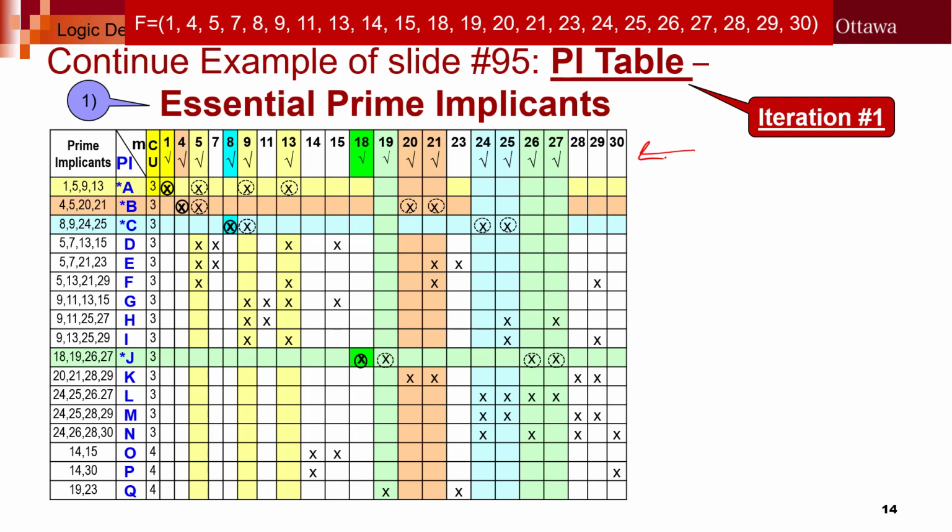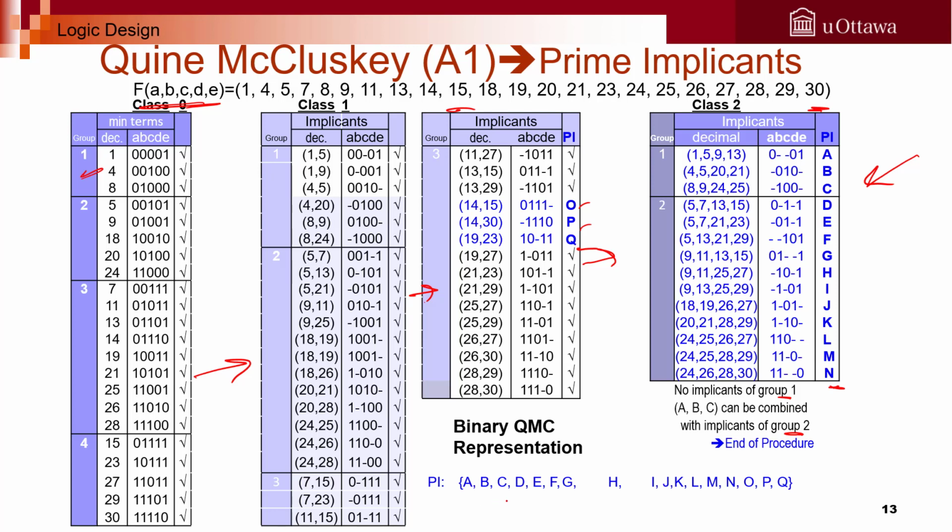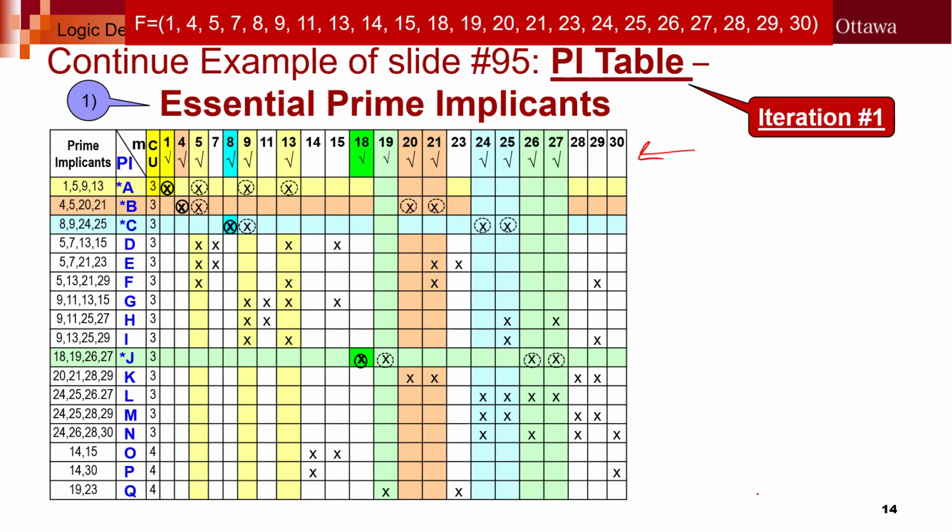using the prime implicant table. After having all the min terms, as we can see, all the min terms that I got from A, B, C, D, E, F, G, until what? And look, O, P, Q are already included. You see that? So what I have to do right now is circle a single X in a column for each min term covered by that prime implicant.